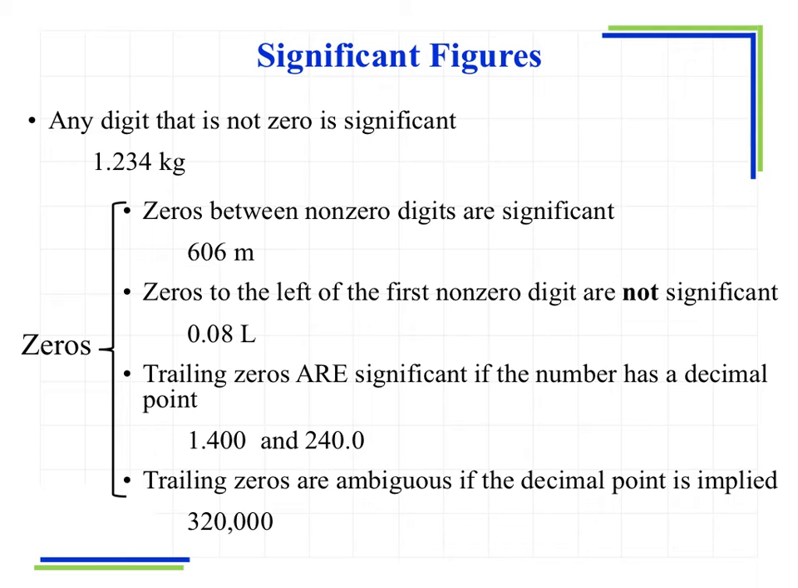Okay, if you're given a number and you want to see how many significant figures you have, any non-zero digit is a significant figure. So how many significant figures do we have here? There is no 0, so we have 4 digits, we have 4 significant figures. Okay, what about if it's a 0? Are zeros significant figures? It depends. The first type of zeros are zeros between non-zero digits, or sometimes they call them sandwich zeros.